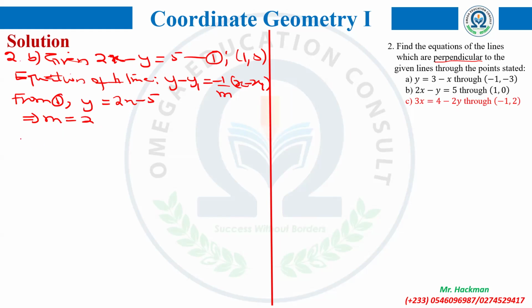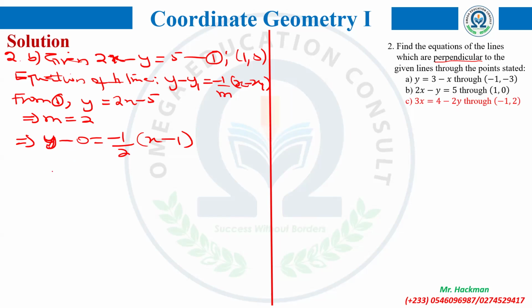Okay, so now I come and substitute: y minus y1, y1 is 0, forgive me, is equal to minus 1 over m, and m is what? 2. Into x minus x sub 1. x sub 1 is 1. All correct?